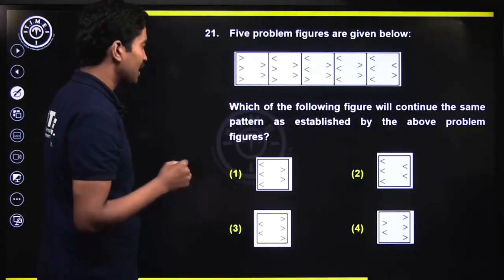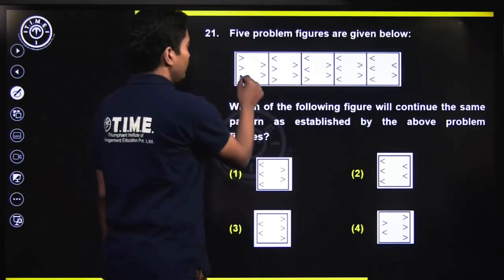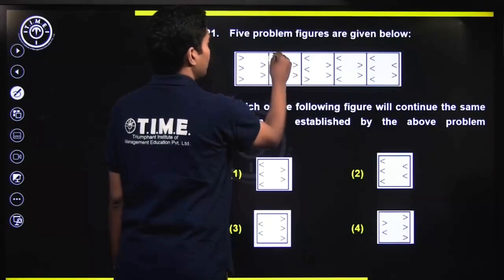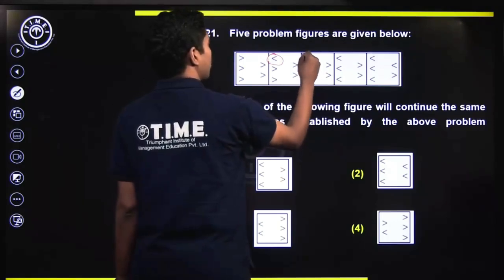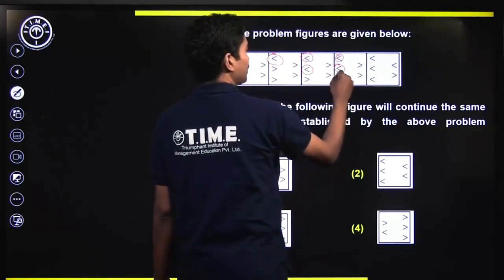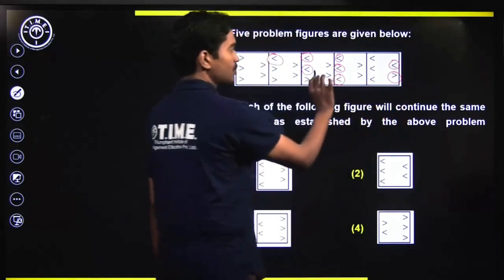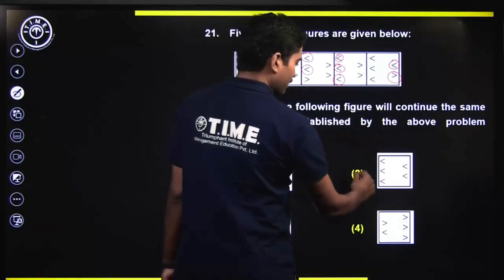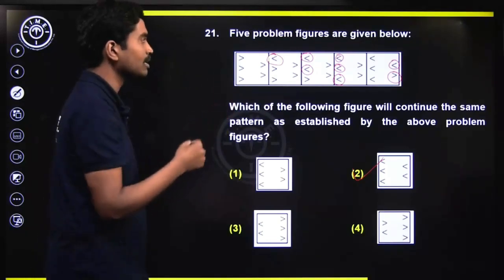Which of the following figures will continue the same pattern as established in the above figures? Okay, let's see. We have 5 arrows, all of them turning right. In the first image, 4 of them are turning right and this one arrow turned left. In the second image, the second one turned left. In the third image, 2 have already turned left, and then we have the next one. So in the last image, this last one should also turn left. So we should have all of them turning left. So that would be option 2, where all 5 arrows are turning left. That last one also turned now.